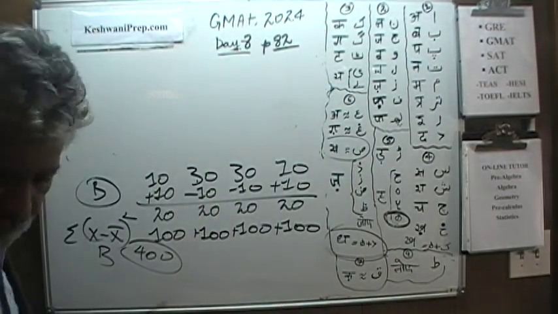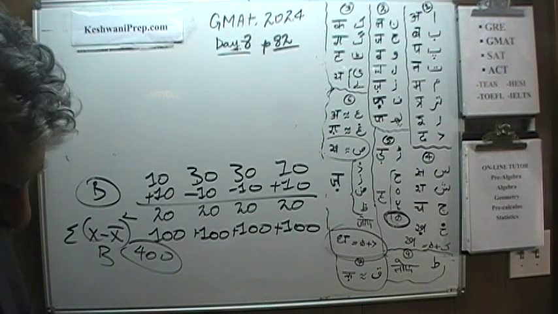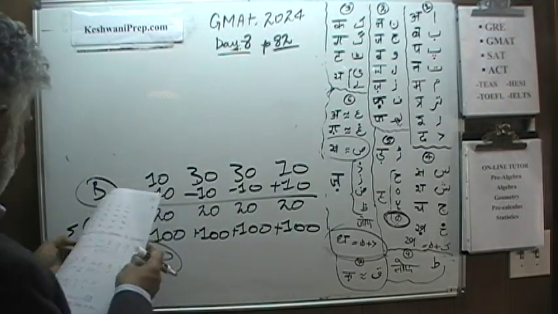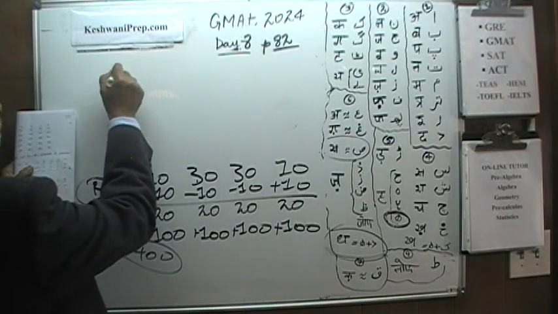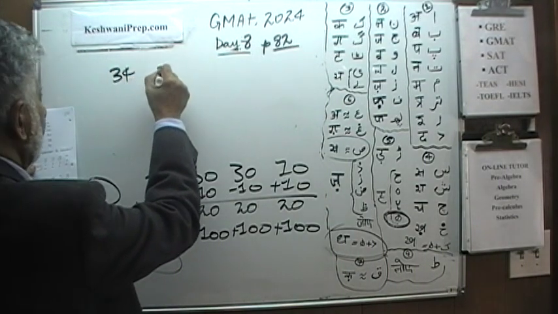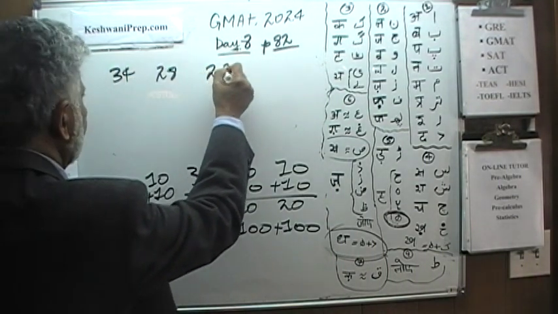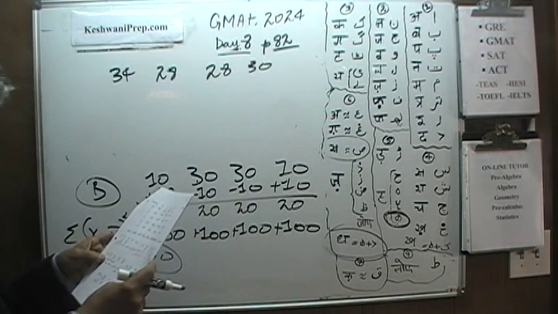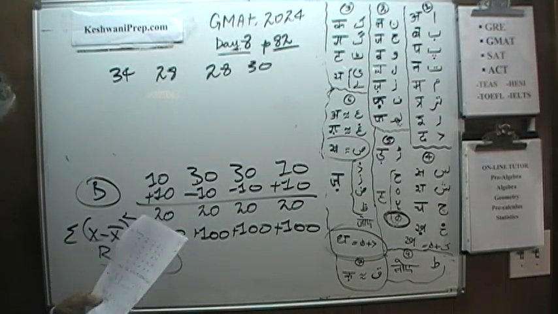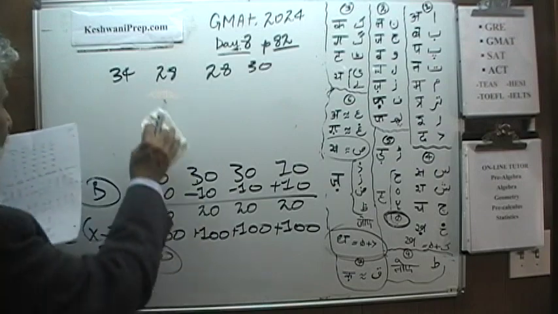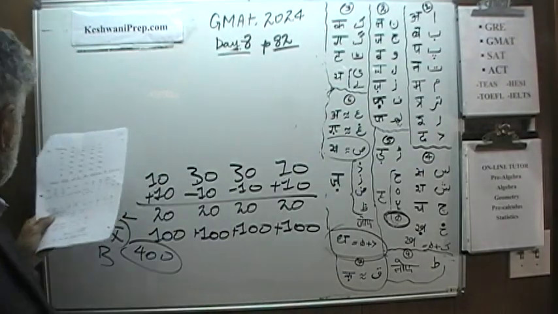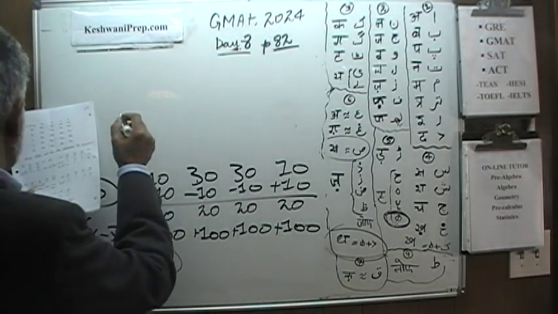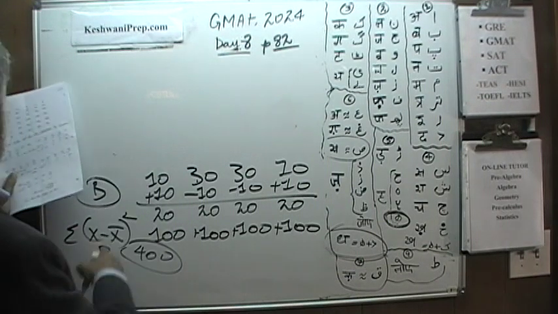So far, B is the contender, B is the winner. Let's look at C. 34, 28, 28, and 30. Oh, that's what we just did. That was C. The one we just finished was C. Let's do B. Oh, we just did that. We did C also.